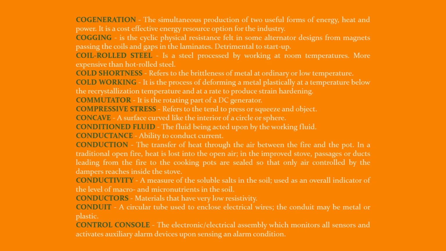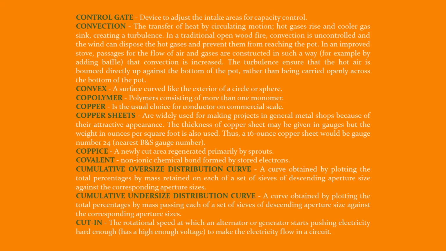Conductors, materials that have very low resistivity. Conduit, a circular tube used to enclose electrical wires. The conduit may be metal or plastic. Control console, the electrical assembly which monitors all sensors and activates auxiliary alarm devices upon sensing an alarm condition. Control gate, device to adjust the intake areas for capacity control.